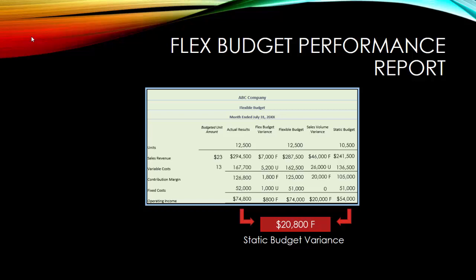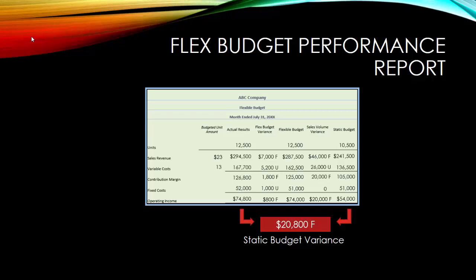The difference in the flex budget variance column is everything else. So $800 of that $20,800 difference between our static budget income and our actual income can be attributed to things besides that 2,000 extra units of sales that we did.